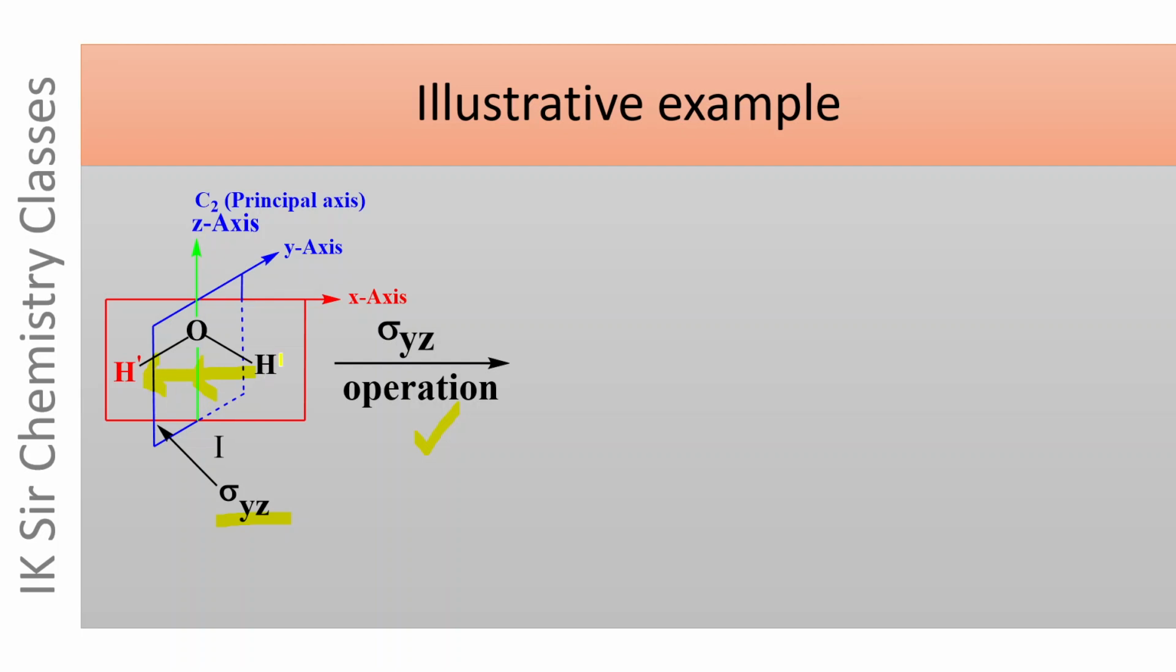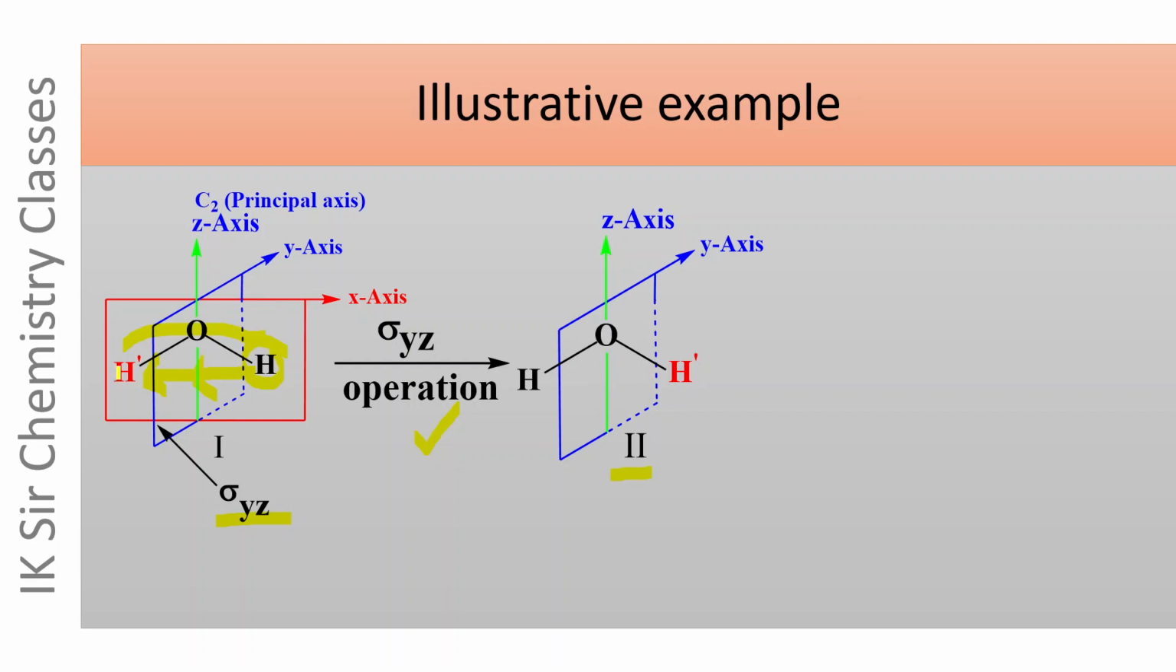As a result, the image of this H atom will be obtained here. This H atom will shift to this position and the red colored H dash atom will move to this position as shown here. This is orientation number 2. The H dash red colored atom has shifted to this side and the image of this H atom will be obtained here. Orientations 1 and 2 are indistinguishable and hence it is a symmetry operation. It is known as reflection operation or sigma yz operation.